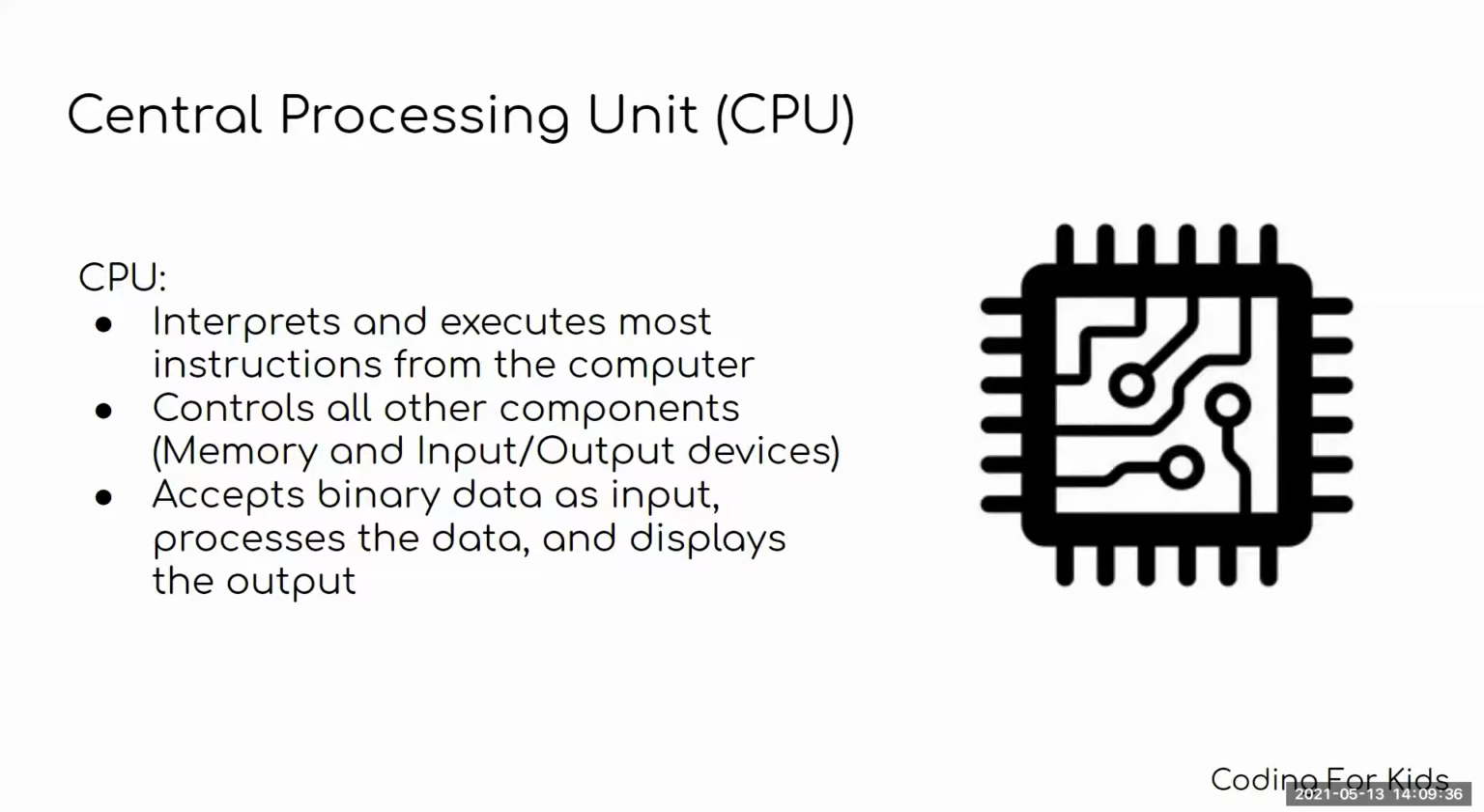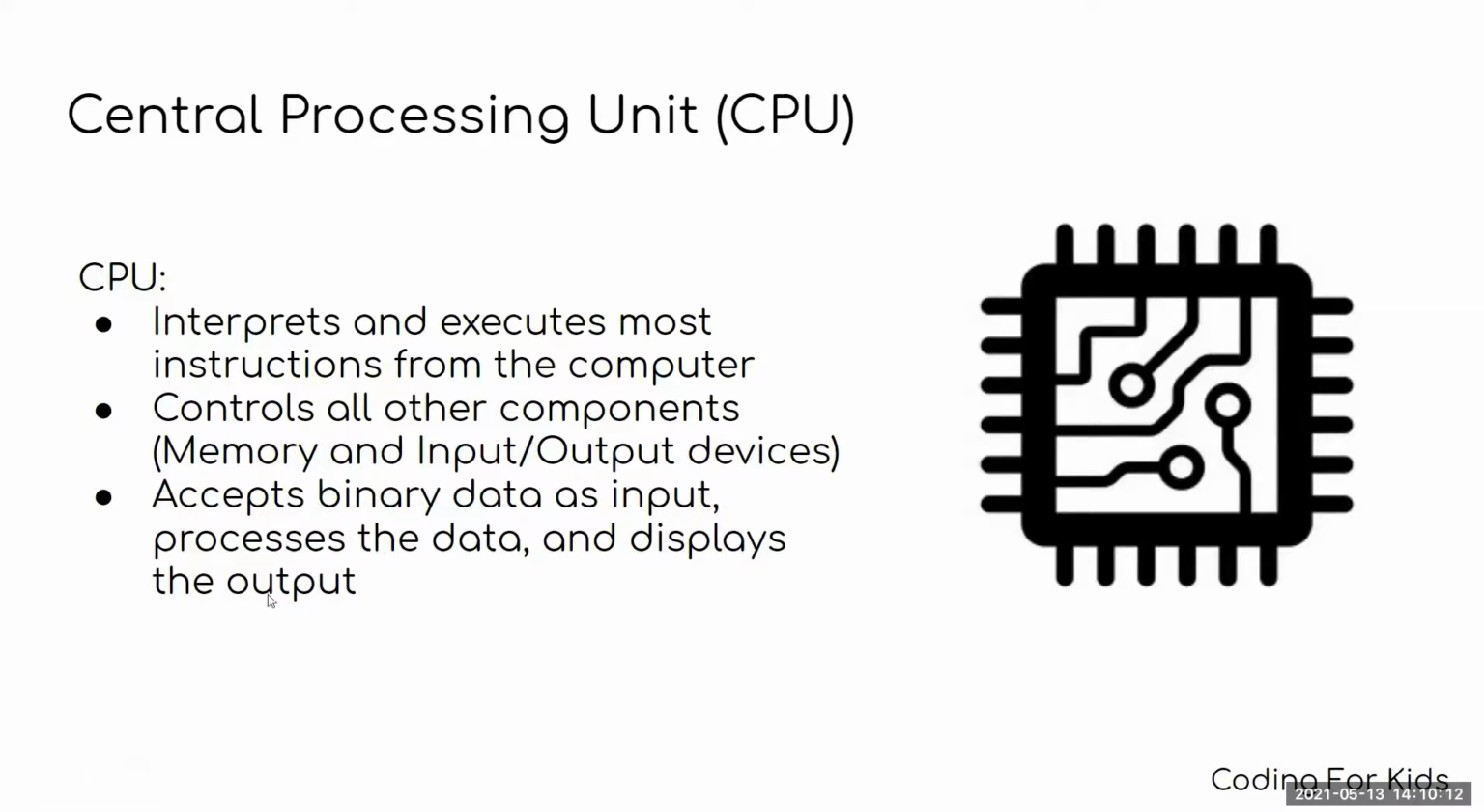So it's almost like the boss of everyone. It controls the memory unit, and it also controls the input and output devices. Finally, it accepts binary data as input, and then it processes the data. And finally, it displays the output. So we learned binary data, binary strings, are just ones and zeros. So it accepts ones and zeros. The input is going to be ones and zeros. Then it processes the data. It does some math or some code, and then finally it displays the output.